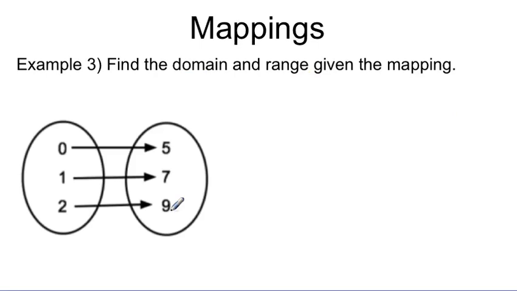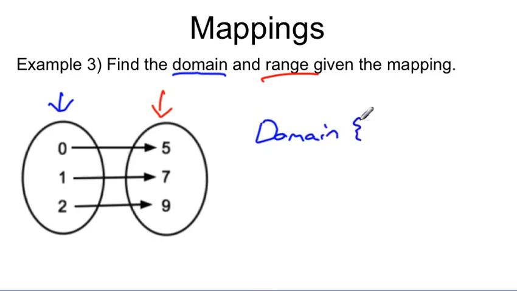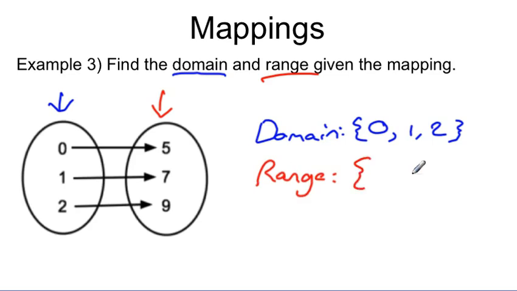All right, mappings. Mappings, again, are pretty easy. It separates the domain and the range for us quite nicely. The domain, just like on a table, will be all the numbers on the left. And the range, again, just like a table, is all the numbers on the right. So if I go to list the domain, it would be, in this case, 0, 1, and 2 inside the world's worst curly bracket. There you go, you're welcome. And our range is everything in the right oval, 5, 7, and 9.